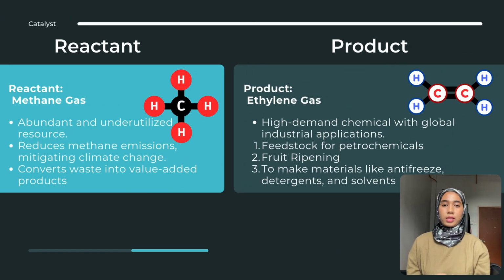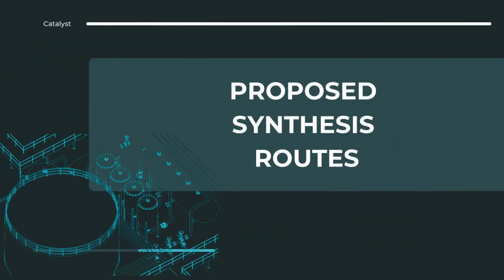In this plant design, we chose methane gas as our reactant, which is an abundant and underutilized resource. It reduces methane emission, mitigating climate change, and converts waste into value-added product. We plan to produce ethylene gas as a highly demanded chemical with global industrial application, which is a feedstock for petrochemicals, for making materials like antifreeze, detergents, and solvents.